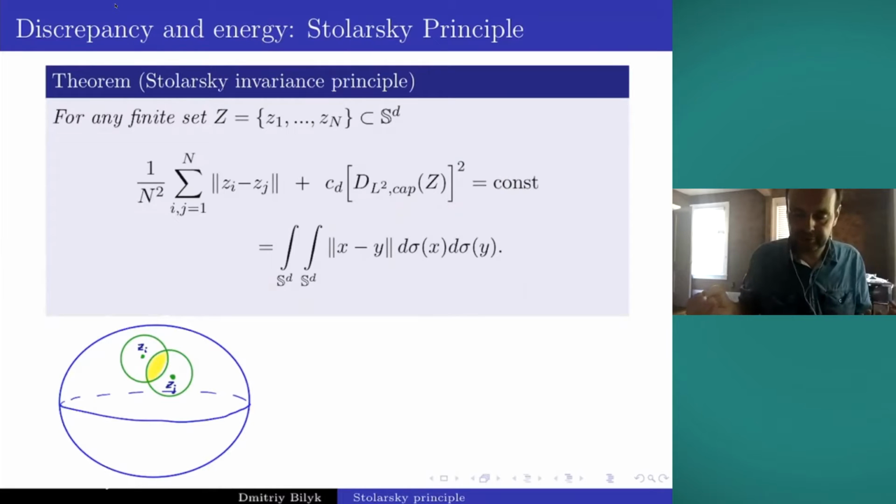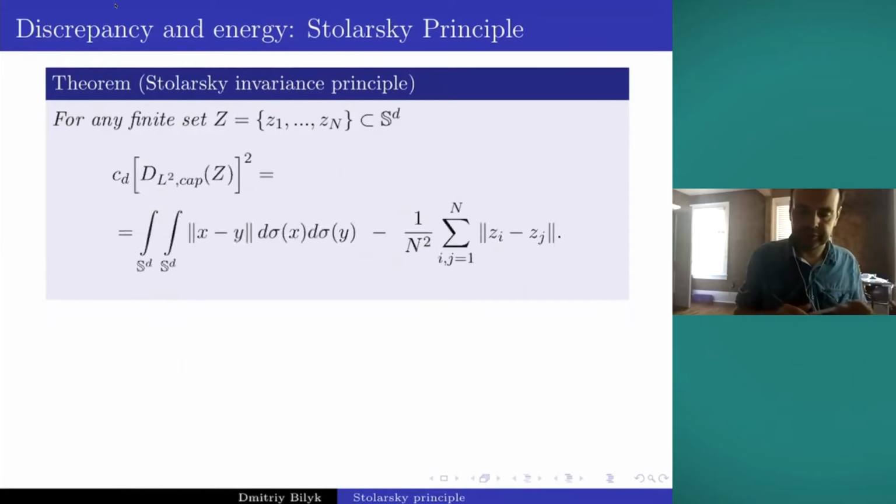This tells you a lot of things. This tells you that minimizing the discrepancy is exactly the same as maximizing the sum of distances. You can also write it in this form: the discrepancy is equal to the difference between the energy integral and this discrete energy. So this is sort of a cubature formula error. You can view this as the integral and this as the discrete approximation of the integral. This has lots of immediate consequences.